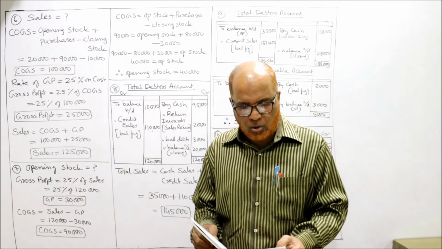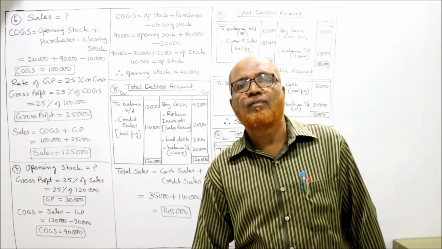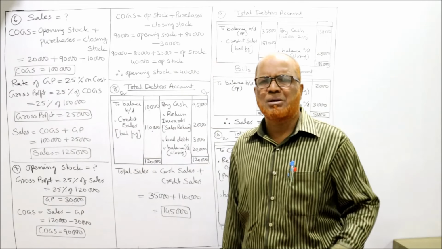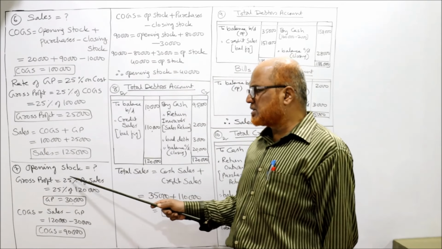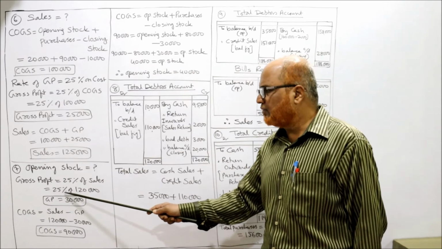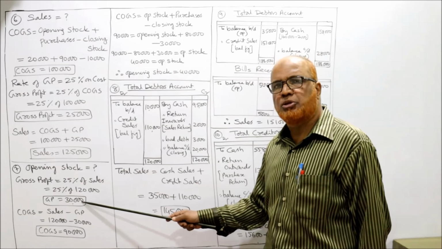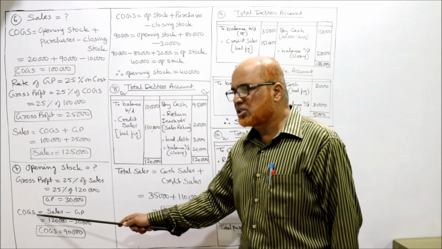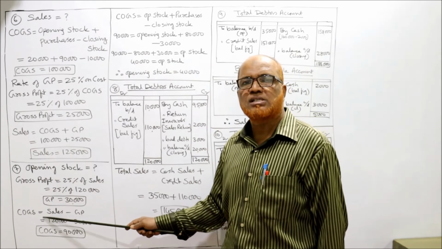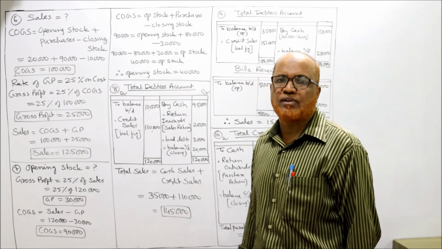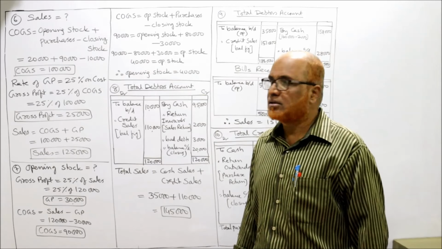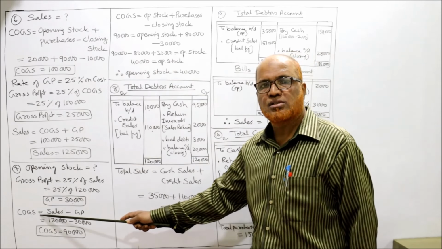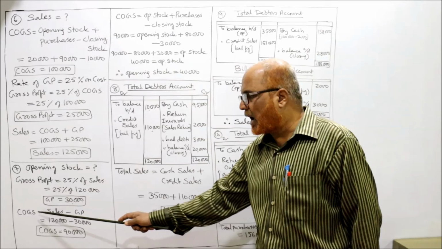Purchases are 80,000, closing stock are 30,000. We have to find out the opening stock. Simply you have to manipulate. Opening stock we have to find out. Gross profit is given 25% of sales. So 25% of 1,20,000, 30,000 GP we got. Now COGS, the formula for COGS is sales minus gross profit. Subtract gross profit from sales, you will get COGS. Or add gross profit to COGS to get sales.